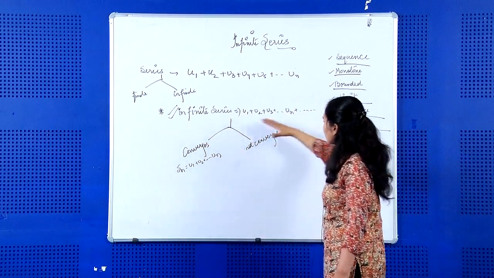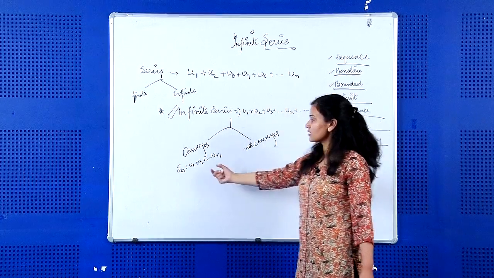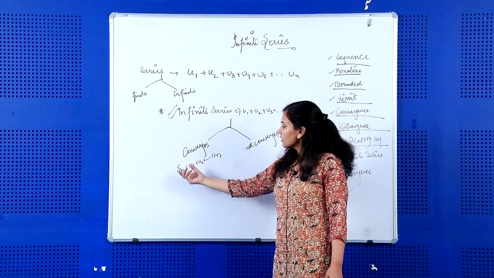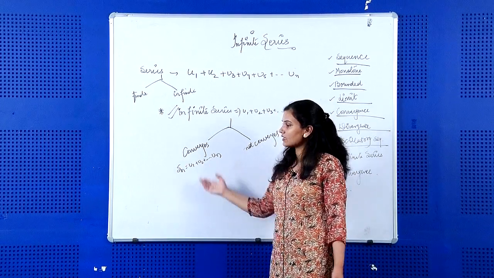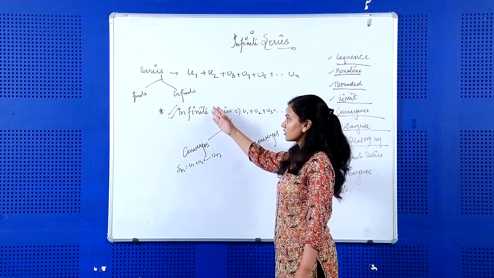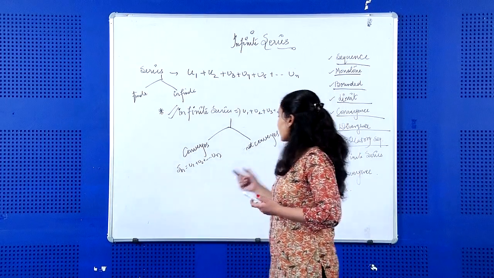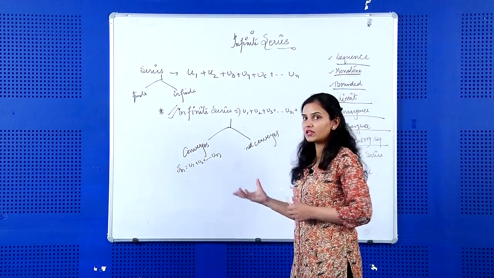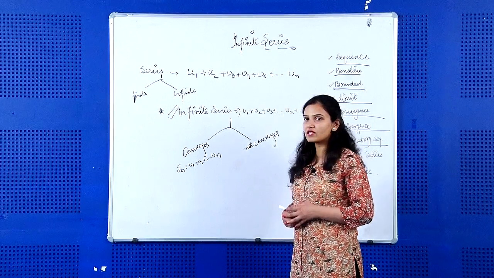Since we have an infinite number of terms, we just take n terms here and denote that sum of n terms as Sn. If the sum of n terms is convergent, then the series is convergent. If it is not convergent, then the series is not convergent. And how do we check for convergence and divergence? We check with the help of the limit. If the limit is finite, we say it is convergent. If the limit is not finite, we say it is not convergent.